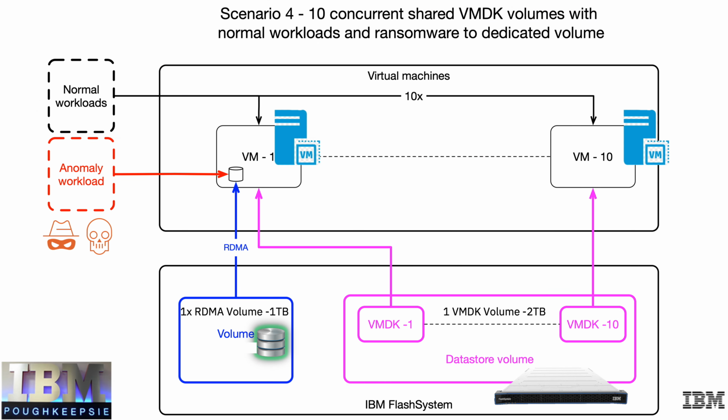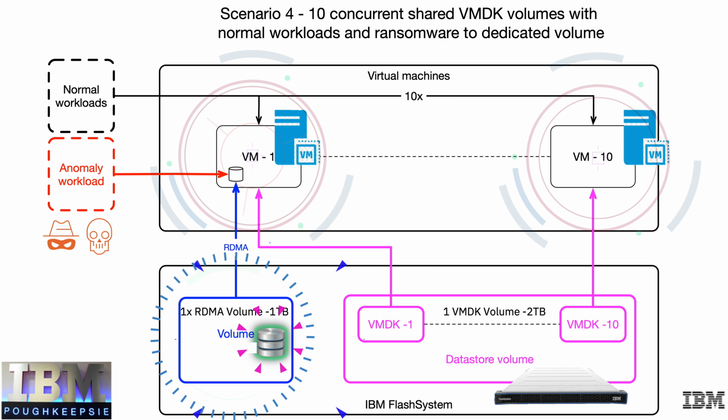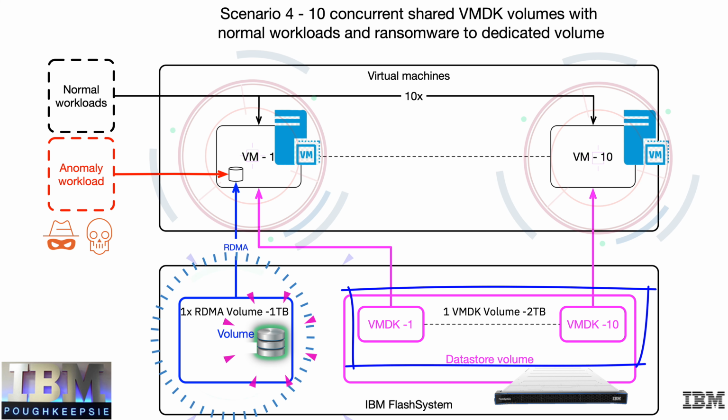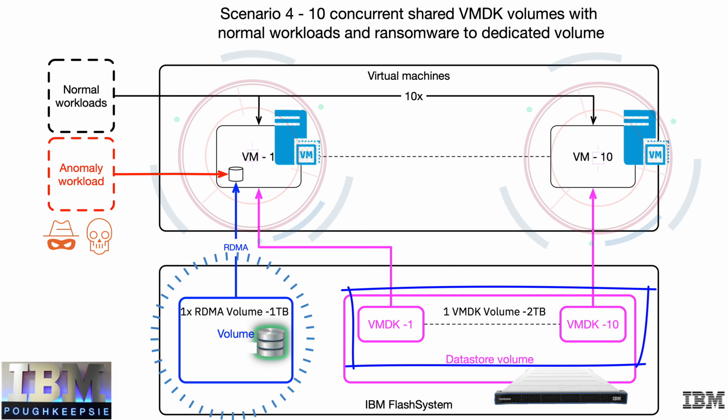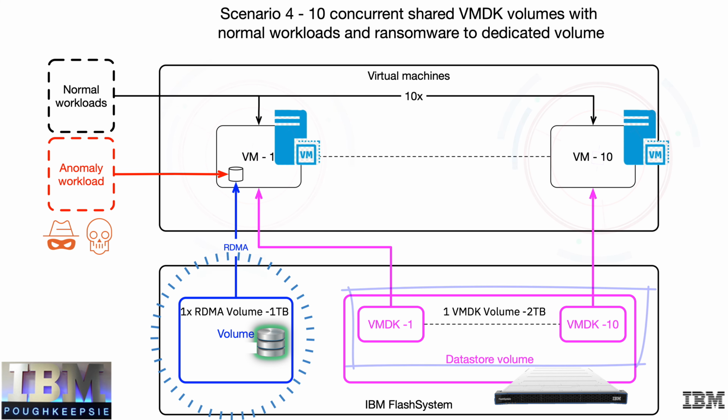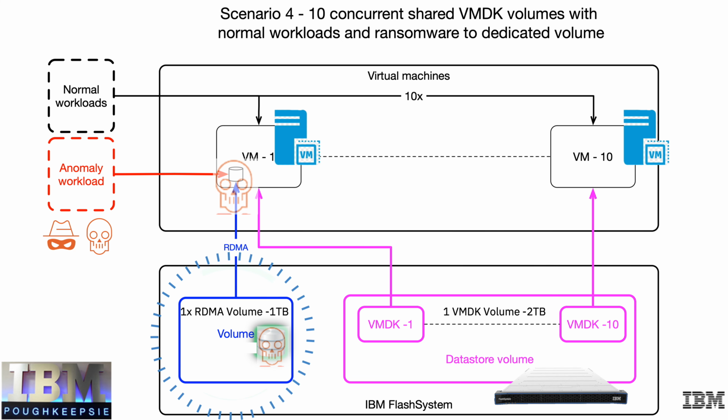So now, scenario number 4. Pay attention, we're going to start using the rest of the workloads. VMs 2 through 10 are going. We're still going to encrypt the RDMA first, just to try it out again, and we'll have normal workloads on all the VMDKs as well as all the other VMs. All of this is on the single Flash 5300 in my lab in Poughkeepsie, New York.